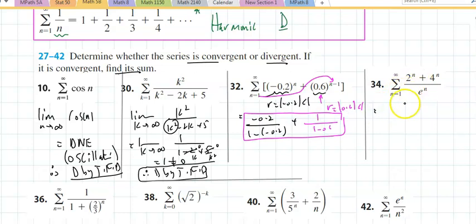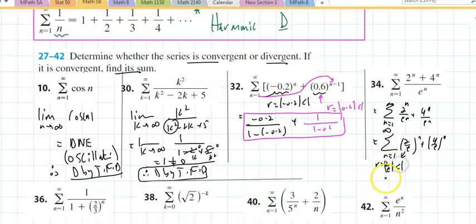Here, well, what am I going to do with that? I'm going to take the series n equals 1 to infinity of 2 to the n over e to the n, a bit of algebra, and that's going to be the series n equals 1 to infinity of 2 over e to the n plus 4 over e to the n. Here, r equals 2 over 2.71, less than 1, that converges. But here, r equals 4 divided by 2.71, bigger than 1, therefore diverges.